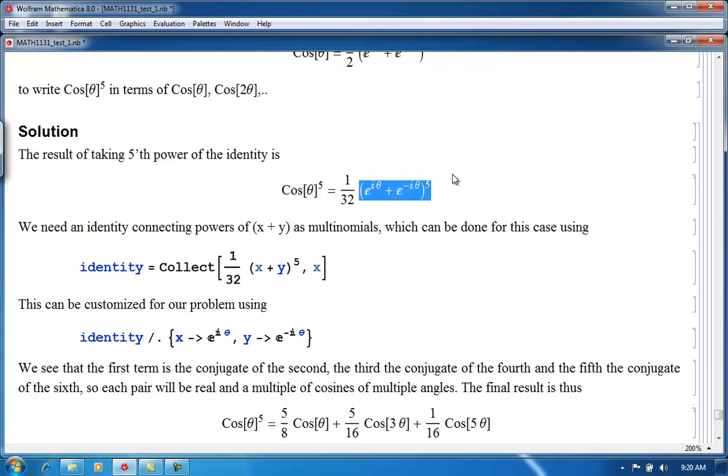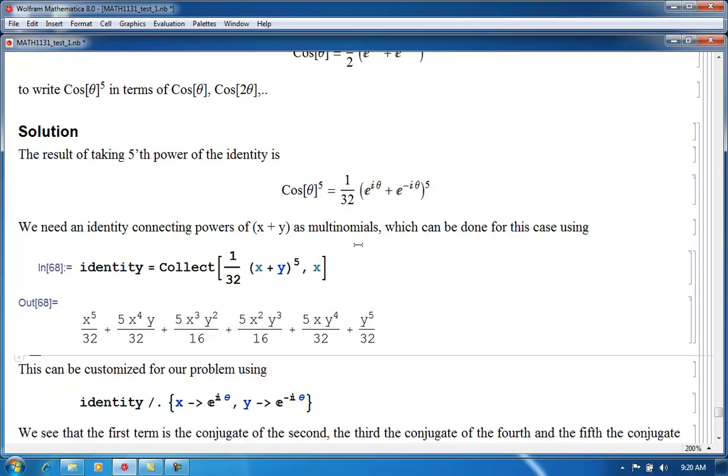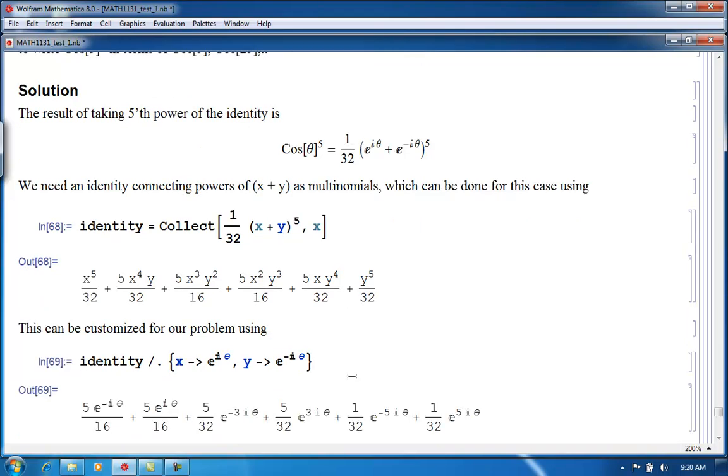So we need to remember our expression for powers of x plus y as multinomials. We should remember this, but Mathematica does it. We expand that as a multinomial in x and y, and here it is. And now all we have to do to customize that for our problem is to replace x by e to the i theta and y by e to the minus i theta in this identity here. And there we go.